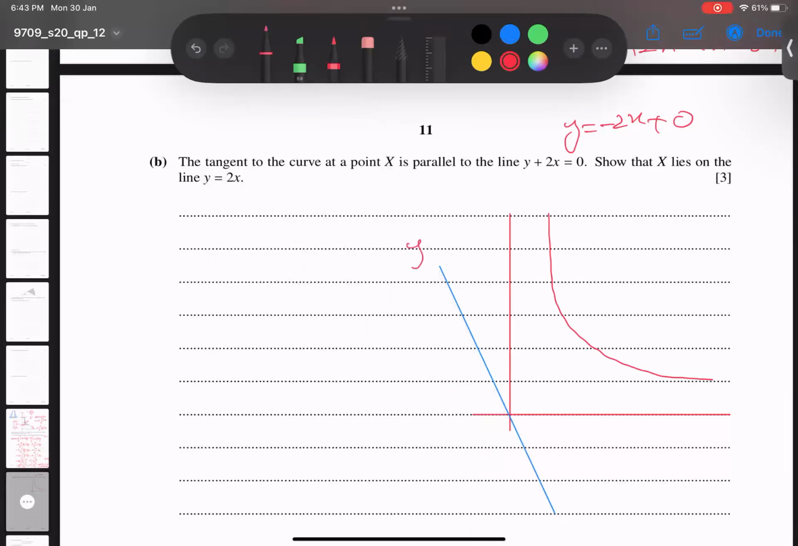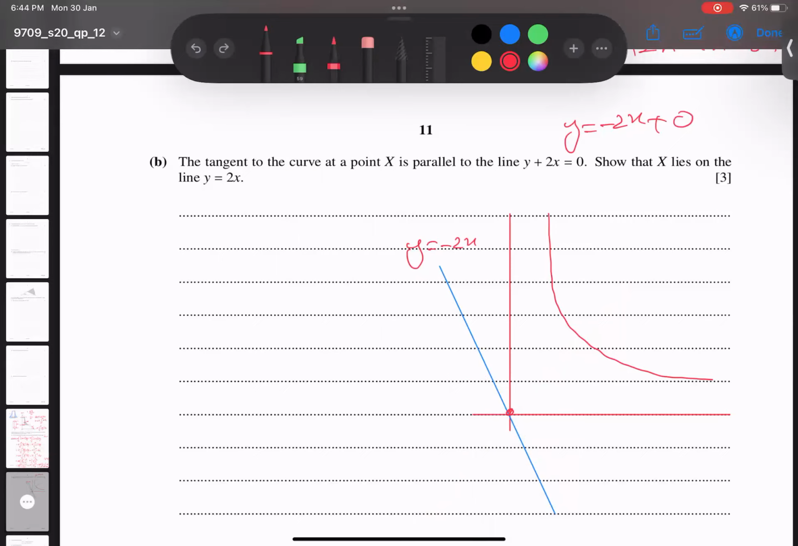This is y equals negative 2x. Now, this passes through the origin because 0 is there. Why is it more slanted? Why less slanted, why more slanted? Because it has a negative 2 gradient. This is called y equal to positive 2x. This is called y equal to negative 2x. I think the idea is very clear.